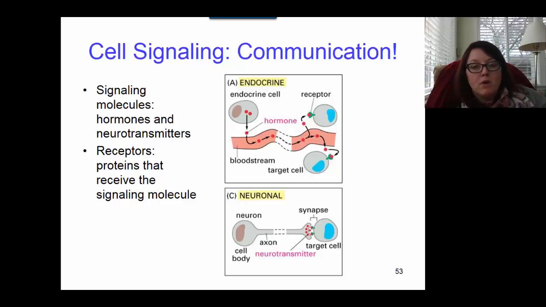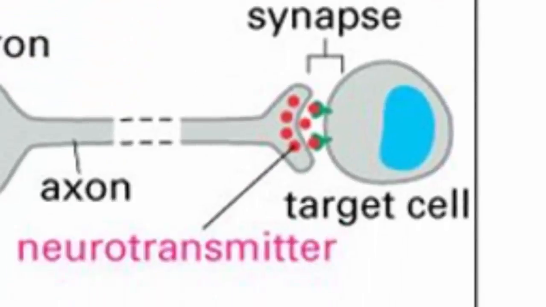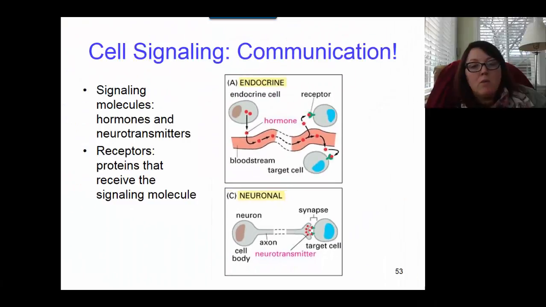What's similar in both of these situations is that we have a signaling molecule, and the signaling molecule has to bind to something on the target cell called a receptor. In the pictures here, the receptors look like green letter Ys almost. So a receptor is a protein that can receive a signaling molecule. And once the receptor receives the signaling molecule, that's when some sort of change happens in the target cell. That's the communication process that's occurring.